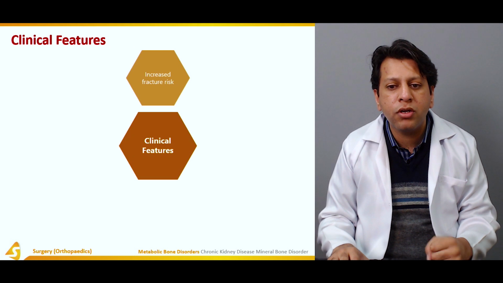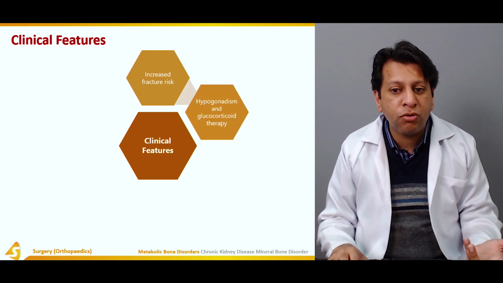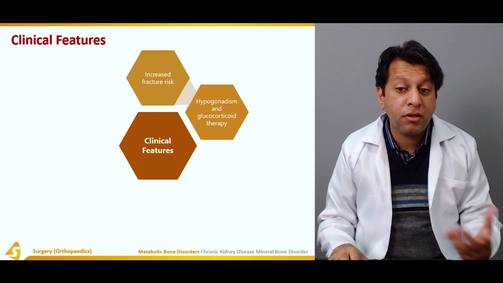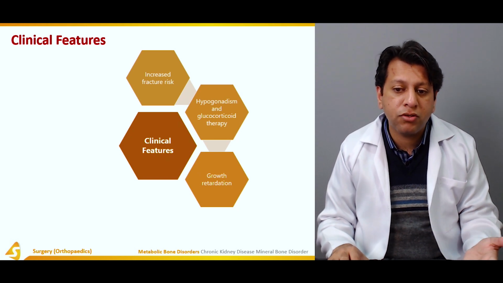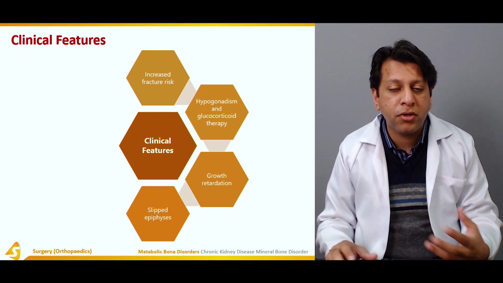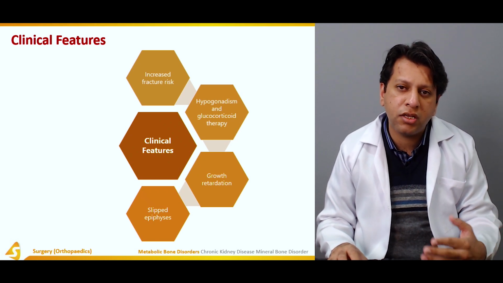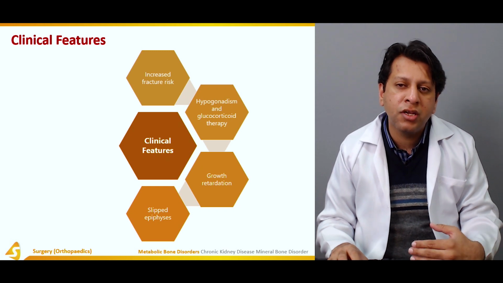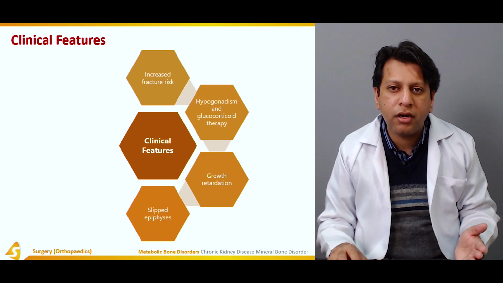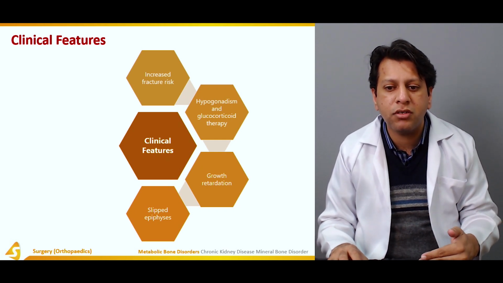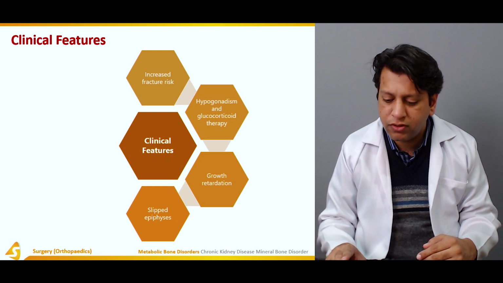Clinical features include increased fracture risk, hypogonadism and glucocorticoid therapy. There may be a history of glucocorticoid therapy. There may be a history of growth retardation. The patient may present with slipped capital femoral epiphysis. A child, usually of adolescent age, comes with slipped capital femoral epiphysis. This is usually associated with hypothyroidism, and this hypothyroidism or metabolic disorders are associated with osteodystrophy as well.